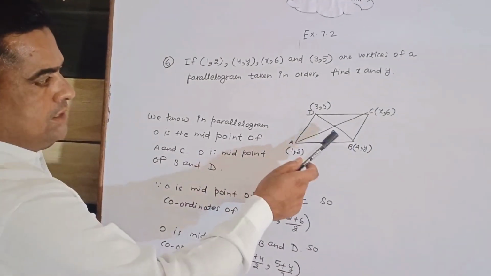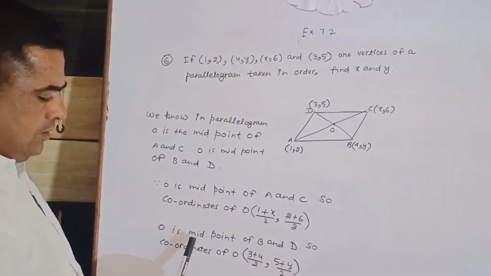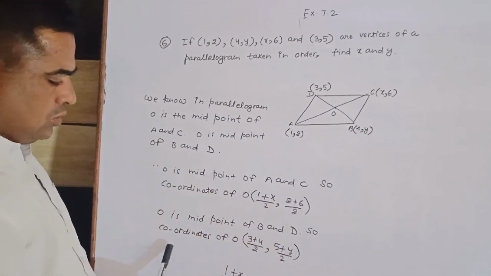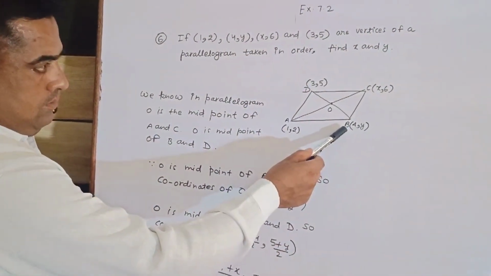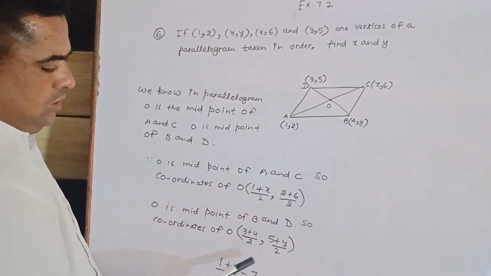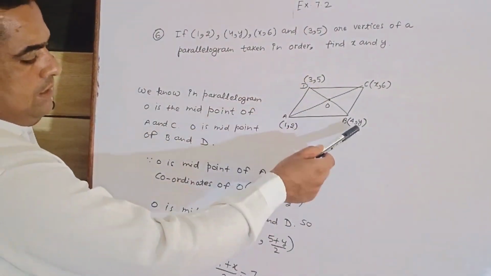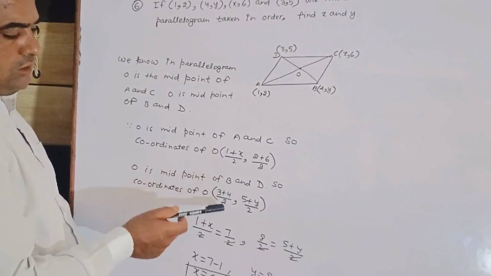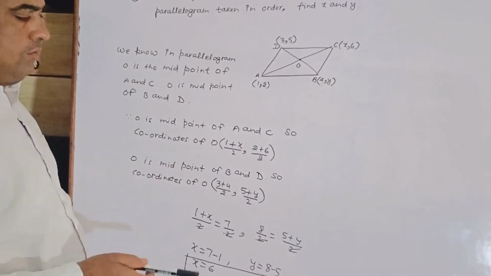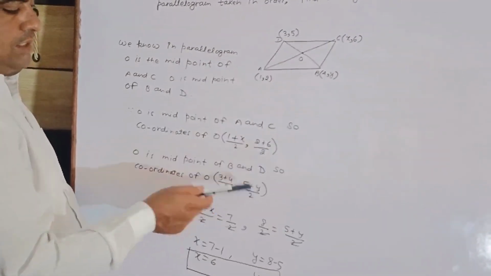Similarly, O is the midpoint of B and D. We are writing here O is the midpoint of B and D. So coordinates of O are (3, 4), ((3 + 4)/2, (5 + y)/2). Now these are the coordinates of the same point. We will compare first by first and second by second.